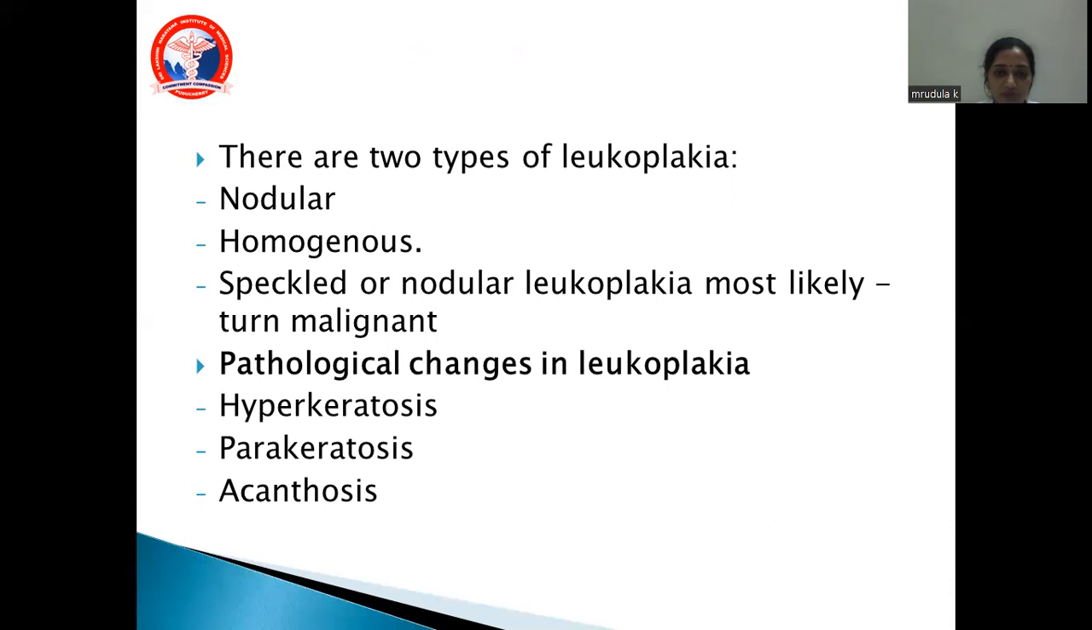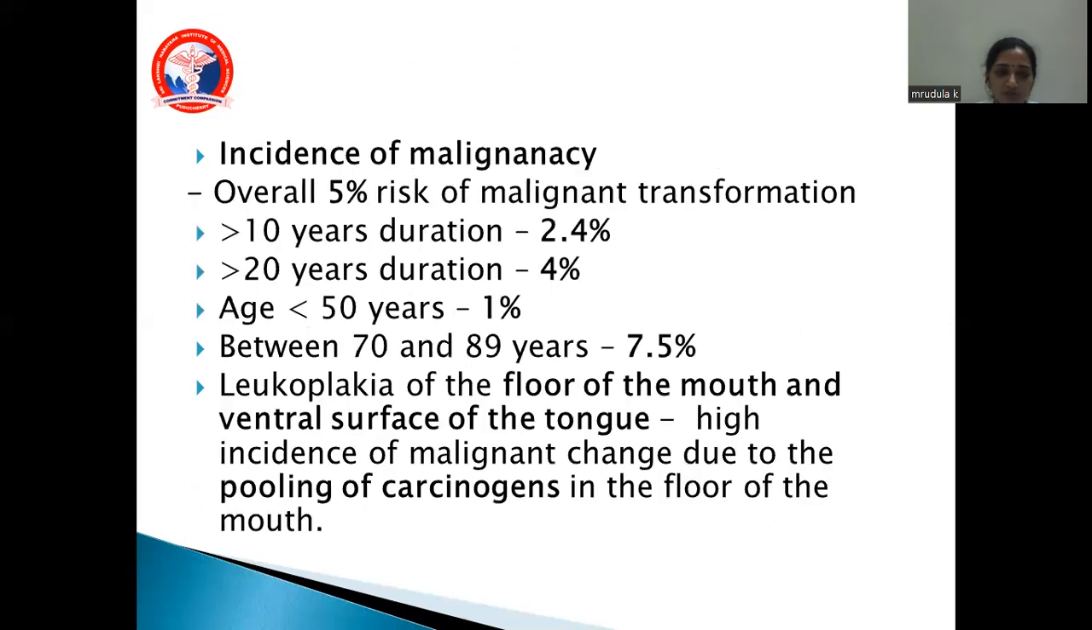Speckled or nodular leukoplakia is more common to turn into malignancy. Pathological changes in leukoplakia include hyperkeratosis, parakeratosis, and acanthosis. So there is an overall 5% risk of malignant transformation of leukoplakias. Over a 10-year duration, there is a risk of 2.4%, and over a 20-year duration, there is a risk of 4%. For age less than 50 years, the incidence of malignancy is 1% in patients with leukoplakia. Between 70 to 89 years, it is 7.5%.